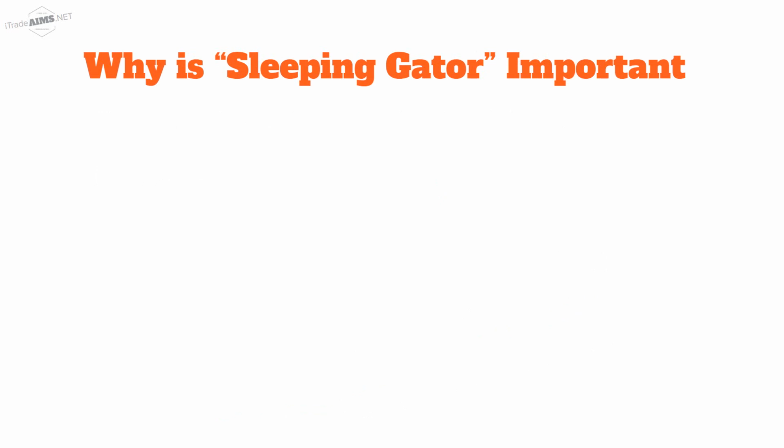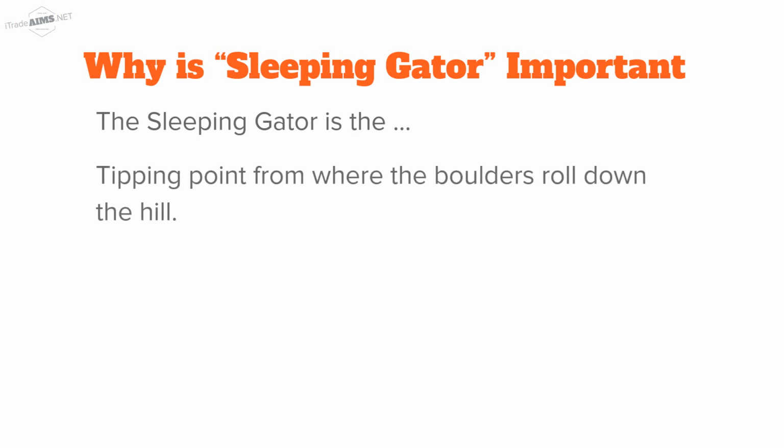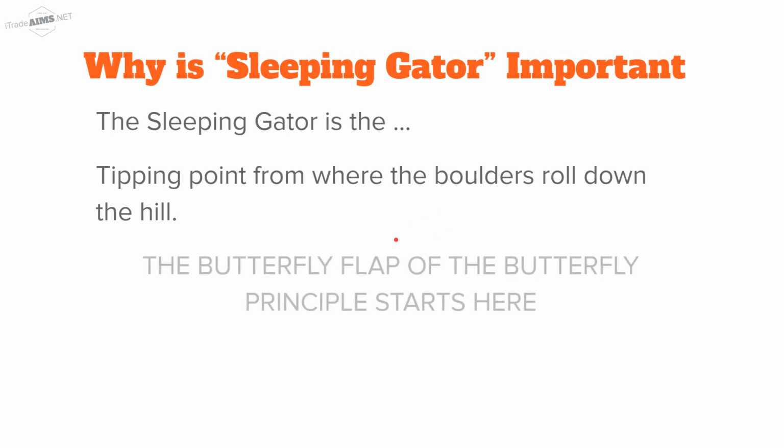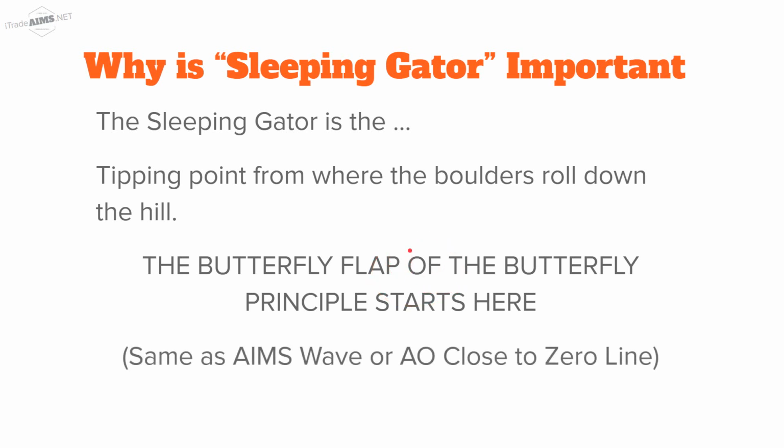Why is sleeping Gator important? Now, this is the question. The sleeping Gator is the tipping point from where the boulders roll down the hill. Suppose you had big rocks, boulders at the top of a mountain. If you were to roll them from there, they would build momentum, and in a few seconds nothing would be able to stop them. The butterfly principle starts here. So this is connected to the AO close to zero line concept.